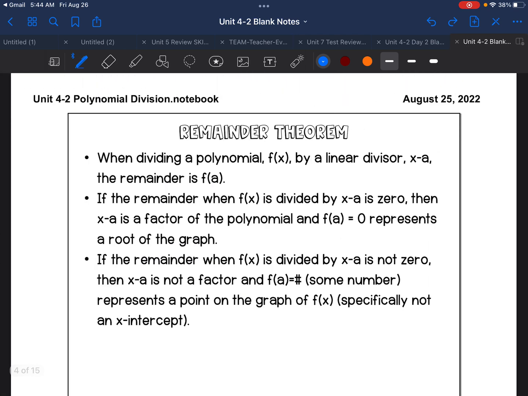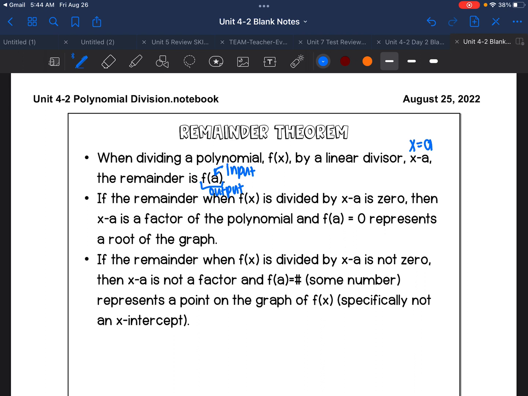Again, you don't have to write this down. I'm just going to read it. So, the remainder theorem, which is what we've been building towards, states that when dividing a polynomial f of x by a linear divisor x minus a, so you can see x minus a, the x value would be the opposite, so x equals a. The remainder is f of a. So you can see here that a is the input, and this whole thing would be the output.